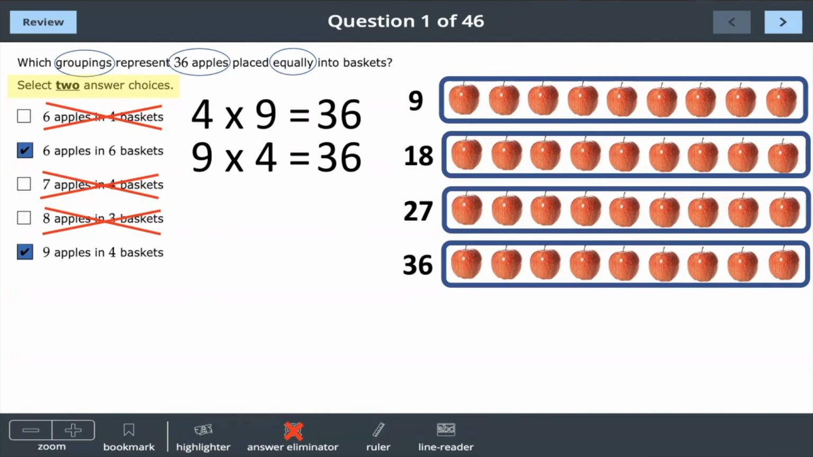The correct answer choices are 6 apples in 6 baskets and 9 apples in 4 baskets, because 6 times 6 is 36 and 4 times 9 is 36.